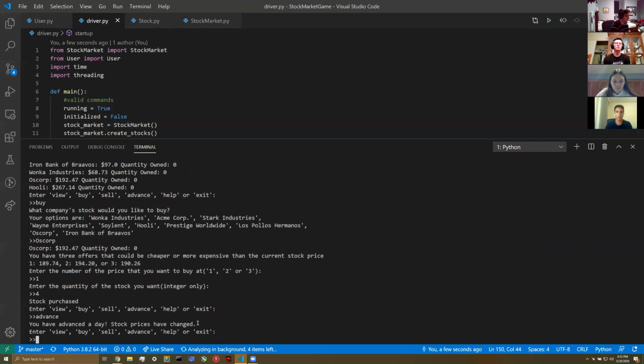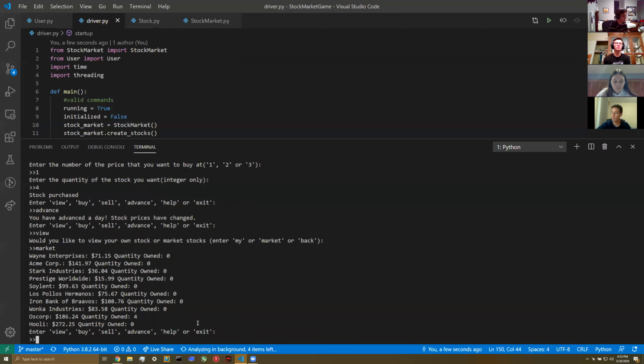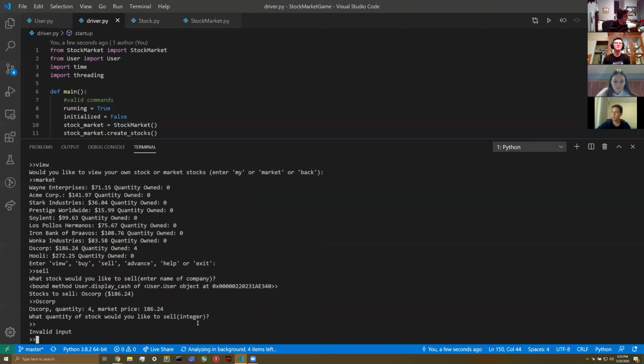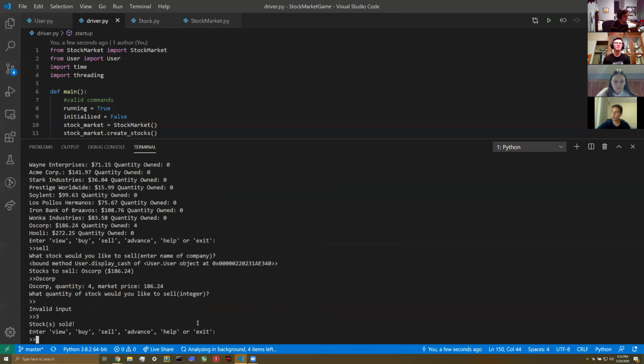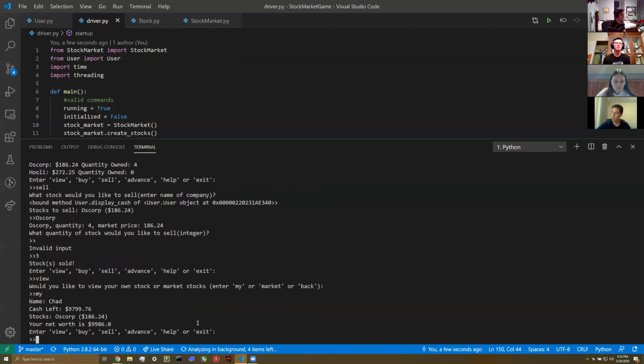See, so we advance a day. This will update the stocks, and so a little bit different. Now we can maybe sell our Oscorp stock. Sell like 3 of them, and then we can view what. Yeah, we actually lost a decent amount of money, but that's the game.